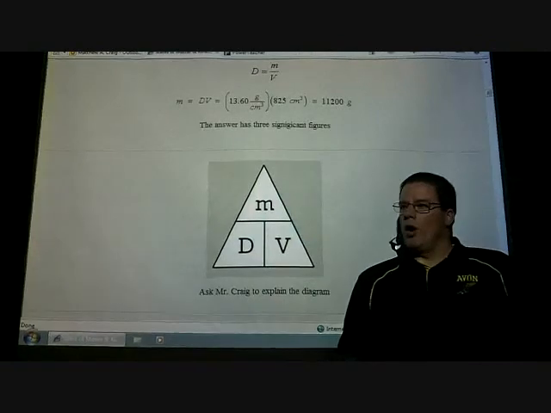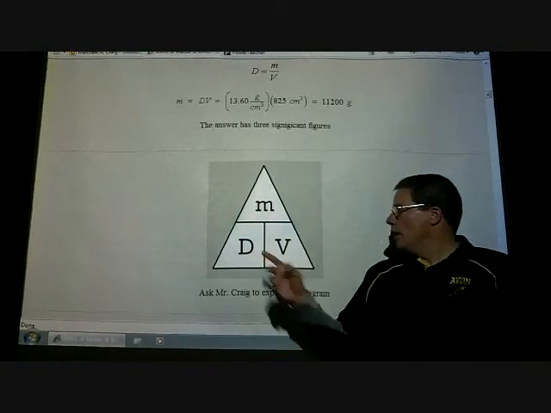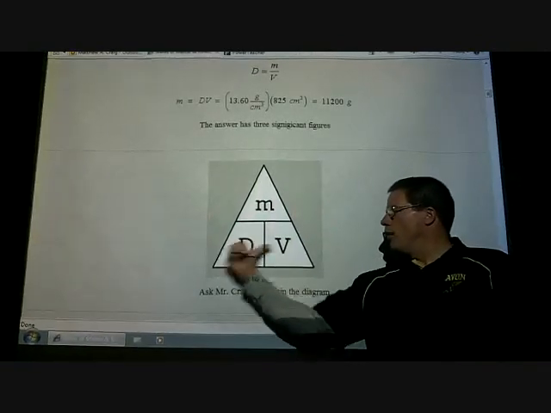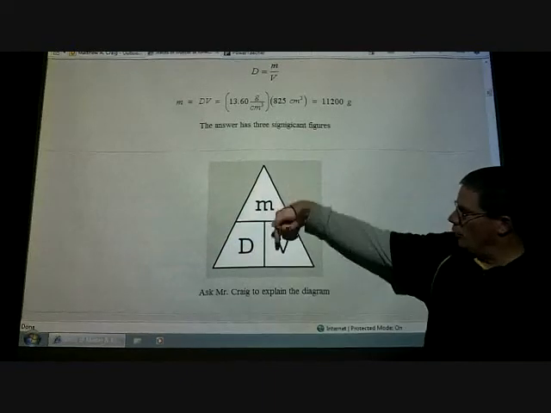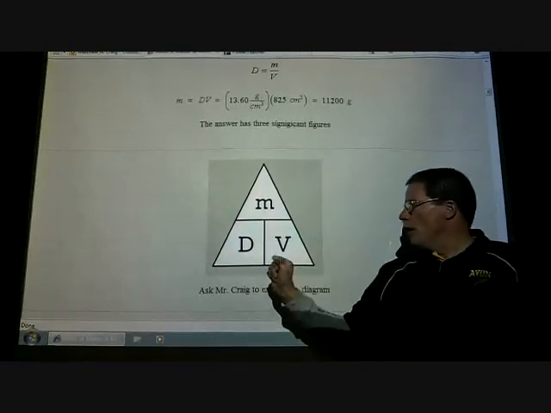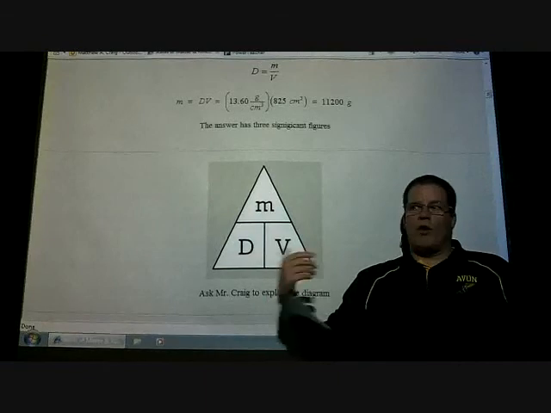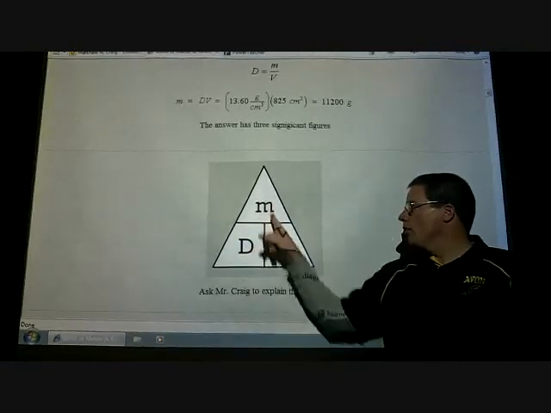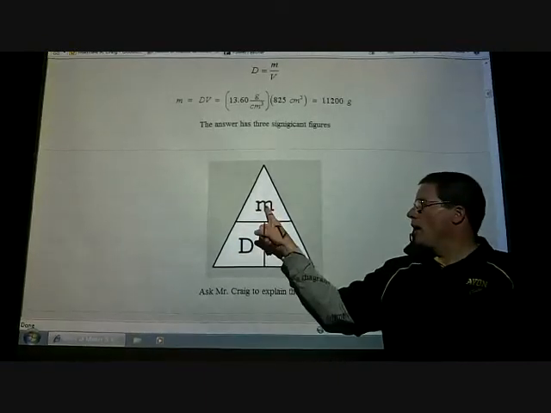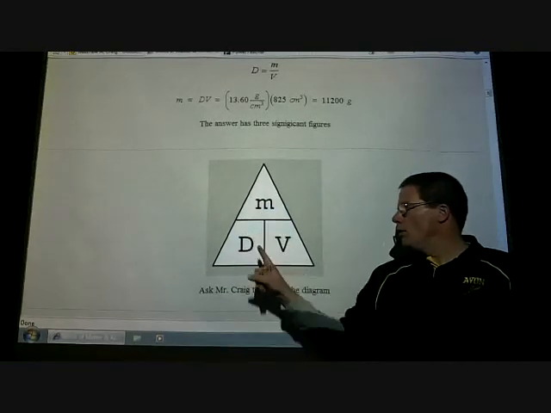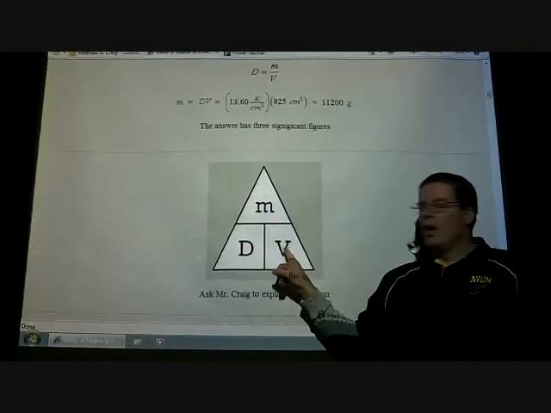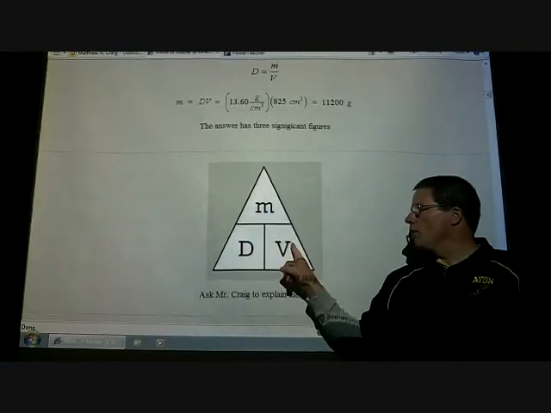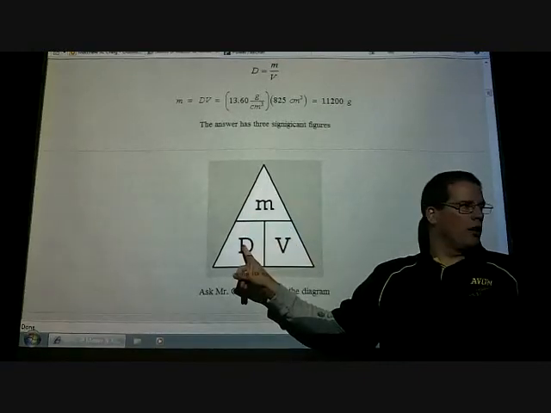So if you want to go and do an equation, here's how we do it. Whenever you move this way, you're multiplying. Whenever you move this way, you're dividing. So if I want to know what the equation to solve for density is, it's mass divided by volume. If I want to find out what the equation is for mass, I do density times volume. If I want to find what volume is, then I do mass divided by density.